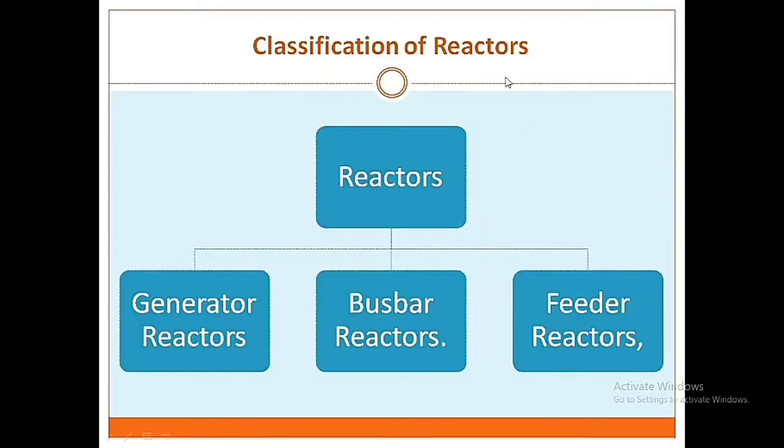Next one, classification of the reactors. Now we classify the reactors according to their location of connection. It may be connected in series with the generator, it may be connected with the bus bar, or it may be connected in series with the feeder. Each installation has its own particular demands, which must be carefully considered before a choice of reactor location can be made.